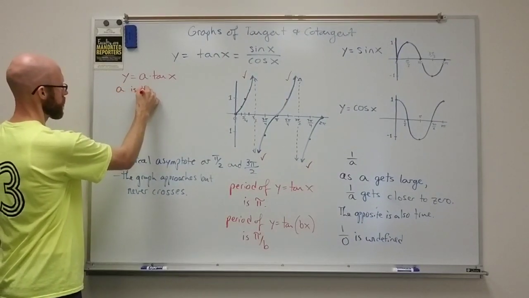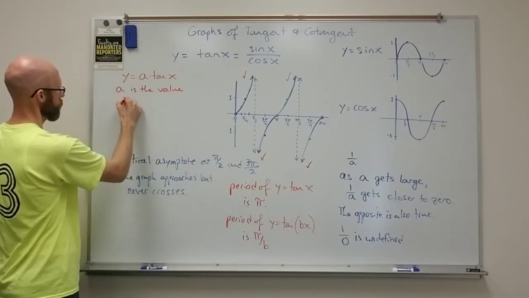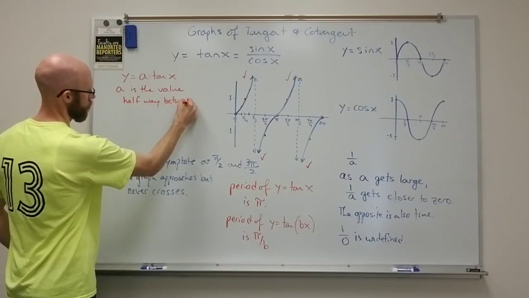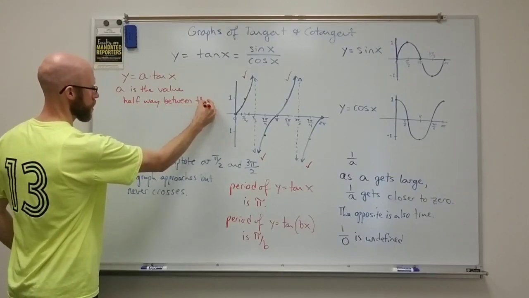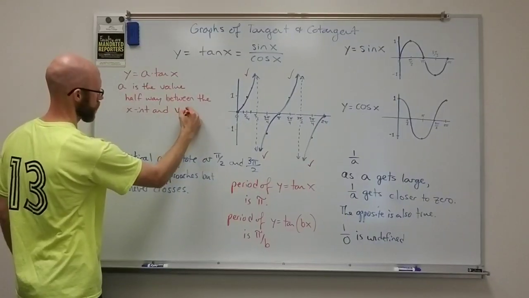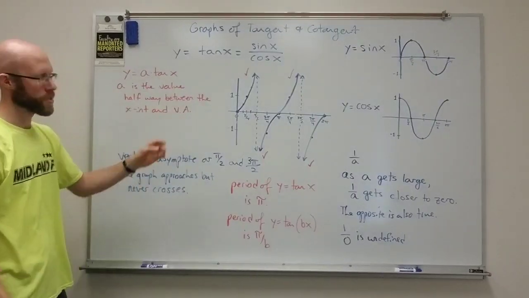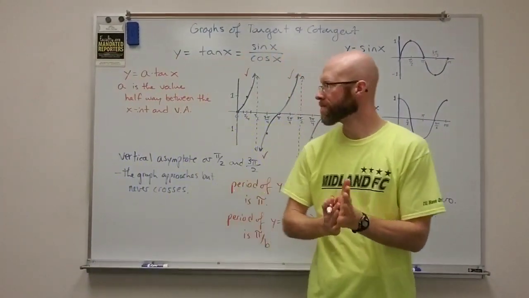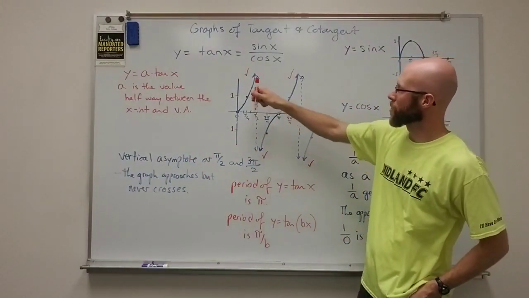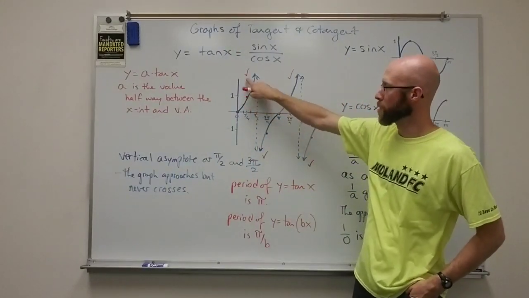A is the value halfway between the x-intercept and vertical asymptote. And of course, I'm abbreviating a couple of these things, the intercept and the asymptote. Okay, but you get the idea there. So a is the value. So if you have something other than 1 multiplying the tangent, that's how high this middle point is.